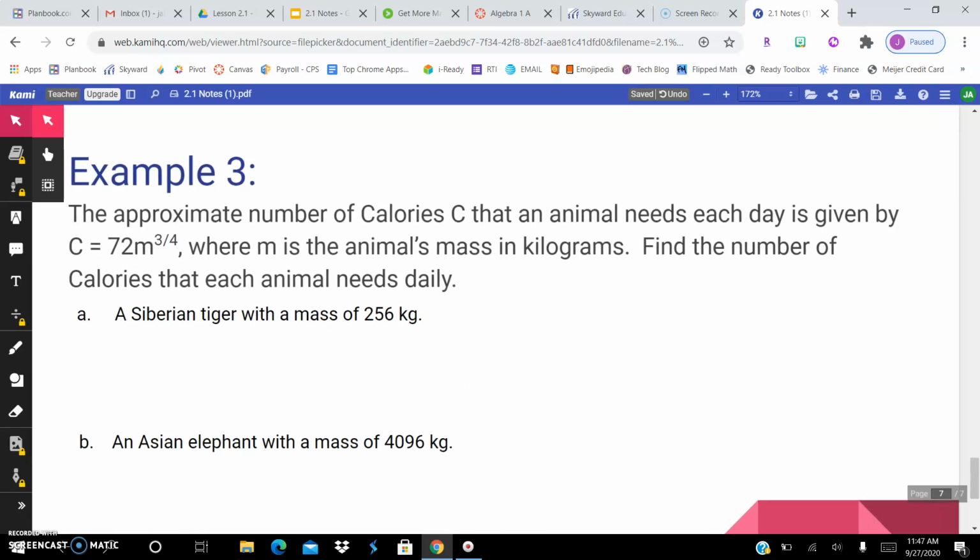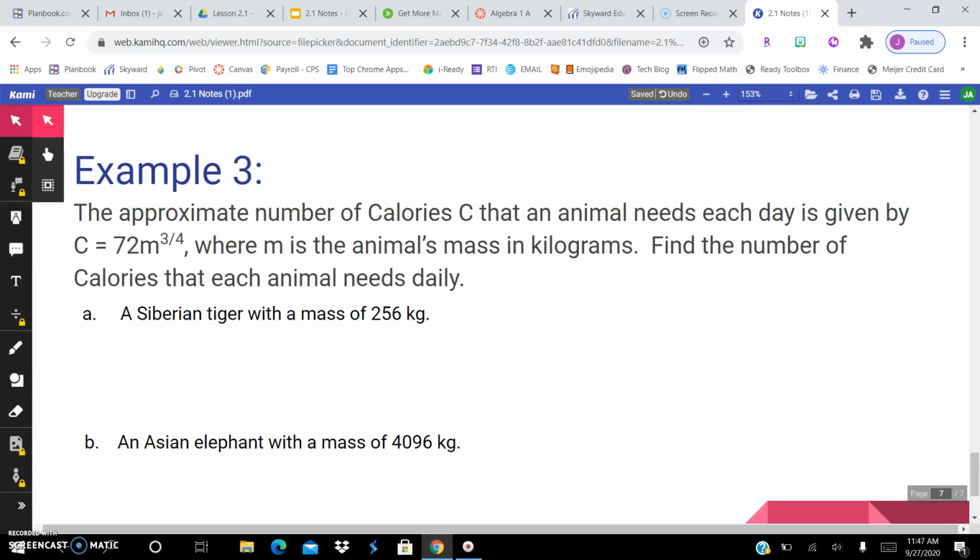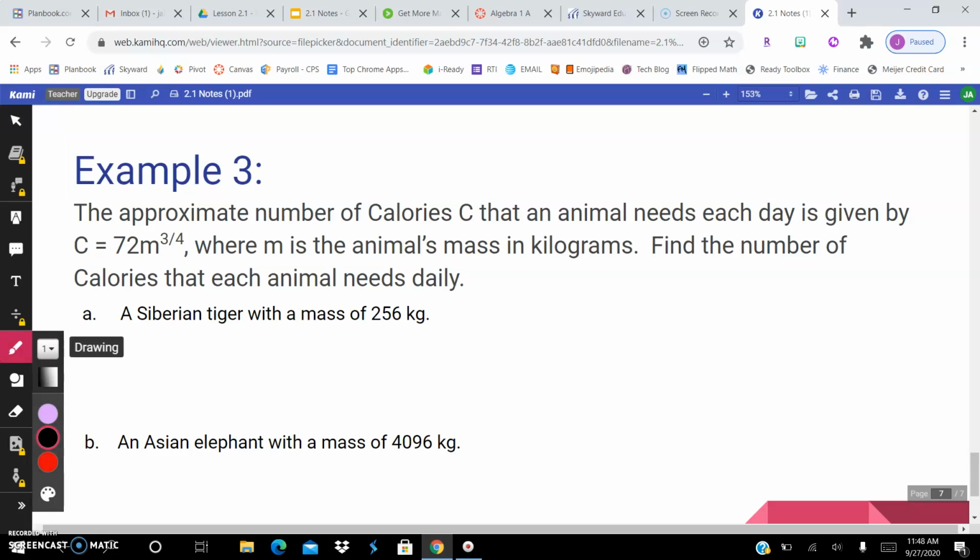All right, example 3. We have 2 questions here, and this will be our last example for notes. The approximate number of calories C that an animal needs each day is given by C equals 72 times m to the 3/4 power, where m is the animal's mass in kilograms. Find the number of calories that each animal needs daily. For the first one, we have a Siberian tiger with a mass of 256 kilograms. So we're going to have to plug that into our equation. Our calories are going to equal 72 times our mass, which they told us was 256, to the 3/4 power.